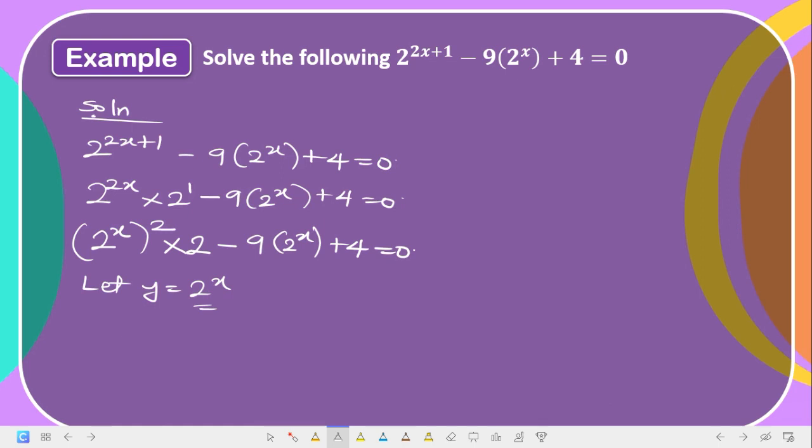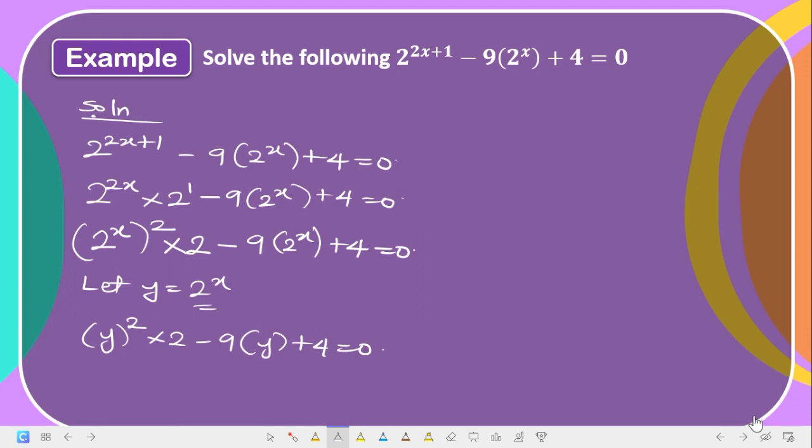Wherever we see 2 raised to the power of x, we are going to put the value of y. So in place of 2 raised to the power of x here, we put y. Then we said it is y squared times 2 minus 9, and there's 2 raised to the power of x here, so this gives us y plus 4, everything equals 0. Now we are doing this in order to make the equation look like a quadratic equation. We solve it the normal quadratic way, and then from there we come back again.